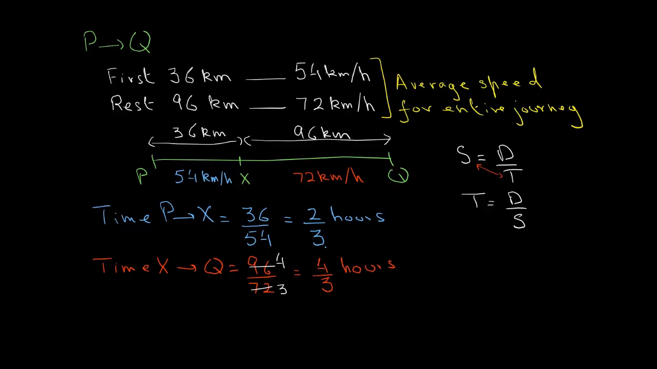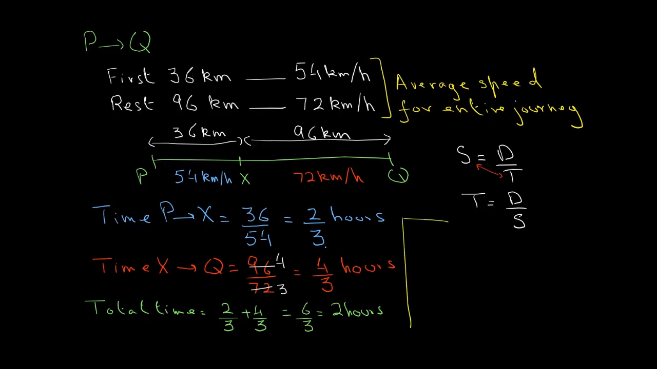So then I can find the total time. The total time would be equal to 2 over 3 plus 4 over 3, which is equal to 6 over 3, which is equal to 2 hours. And hence, now I know the total distance and I know the total time, so I can find the average speed. Let me find the average speed right over here.